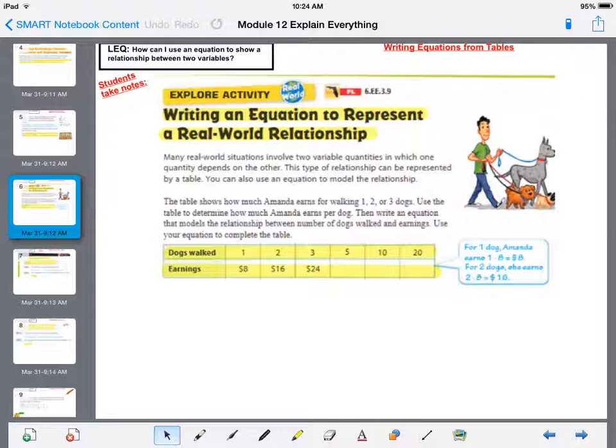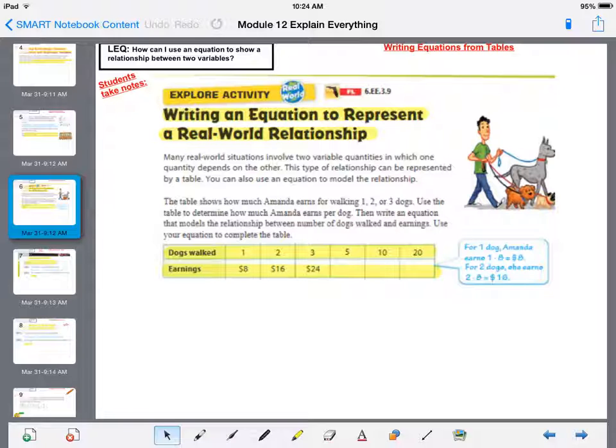When writing an equation to represent a real-world relationship, we have this real-world situation where for every dog, Amanda earns $8. So we look at this table, we have the dogs walked, 1, the earnings would be $8. If Amanda walked 2 dogs, then she would earn $16. 3 dogs, Amanda would earn $24. So what's happening is this is a multiplicative relationship where we are multiplying by 8.